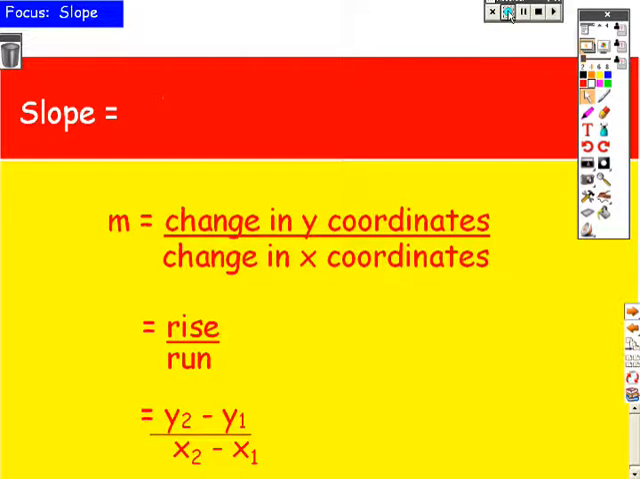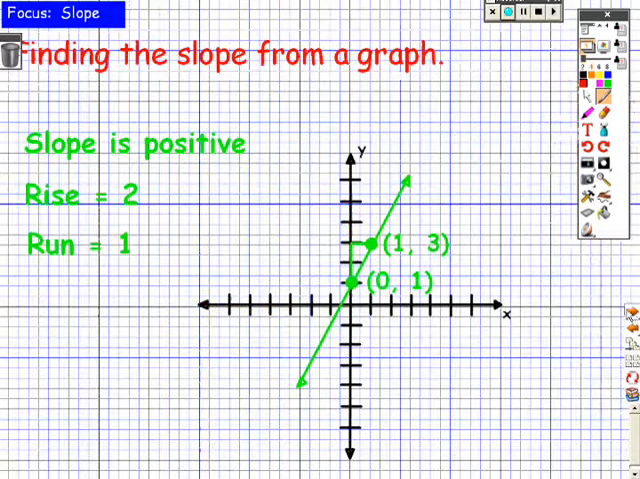You might already be familiar with how to calculate slope by dividing the change in the y coordinates by the change in x coordinates. You might have heard it described before as rise over run, or you may already know the formula y sub 2 minus y sub 1 divided by x sub 2 minus x sub 1. It's important to know, though, that slope is always denoted by a lowercase m. So let's look at a graph of it first.